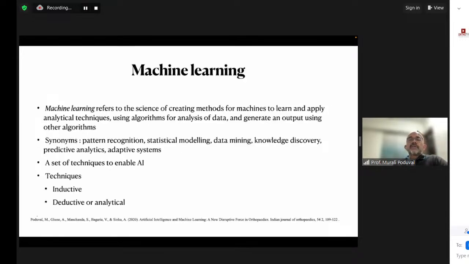Now, within this, an oft repeated term is machine learning. It refers to the science of creating methods for machines to learn and apply analytical techniques. What we used to do in our research is logistic regression and multiple such methods. And when that is applied in a computational way, it constitutes machine learning. The synonyms are multiple. There's a huge number of synonyms. A few of them are mentioned here: pattern recognition, statistical modeling, data mining, knowledge discovery, predictive analytics, adaptive systems. Basically, it's just a set of systems that enable the AI through either inductive or deductive techniques.